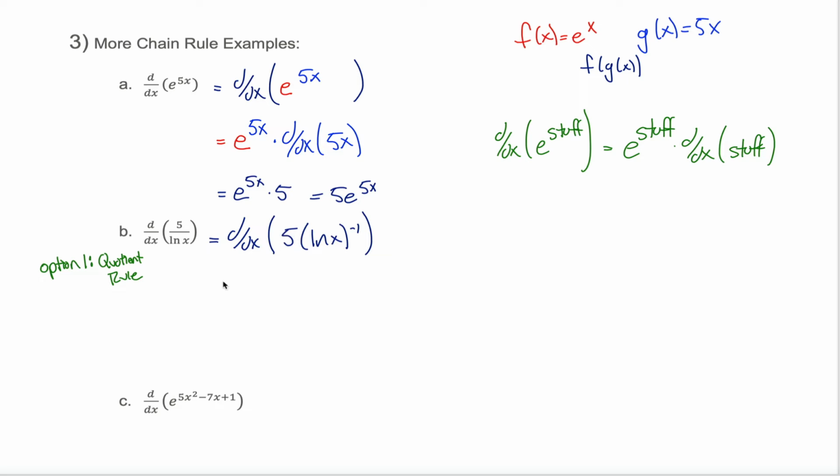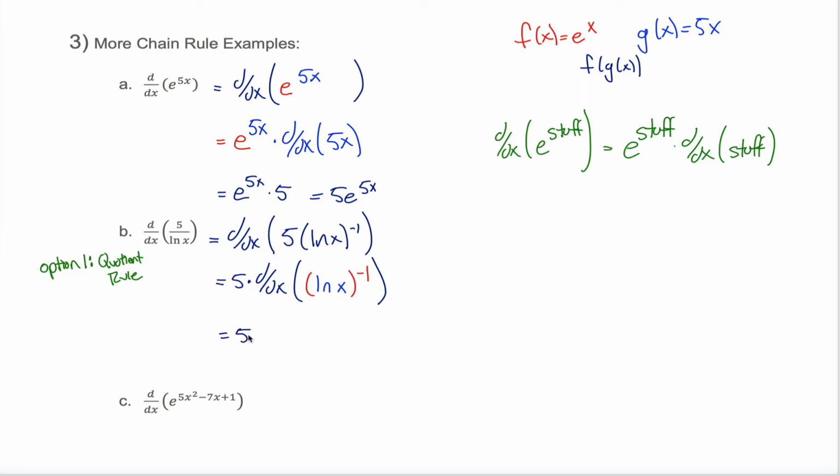We have this constant, this 5, that we can just pull right out in front, but then we'll need to take the derivative of what's left behind. And what's left behind is something, natural log of x in this case, raised up to the negative 1 power. That natural log of x is going to work as the inside layer, and that raised up to the negative 1 power is going to serve as our outer function. How do we take this derivative?